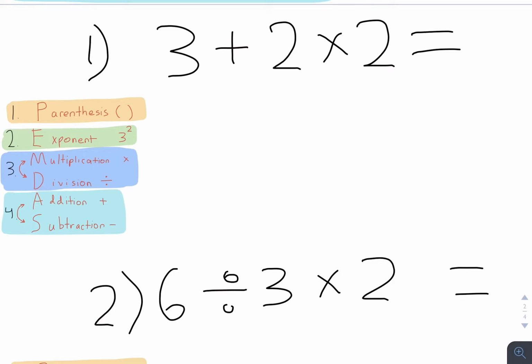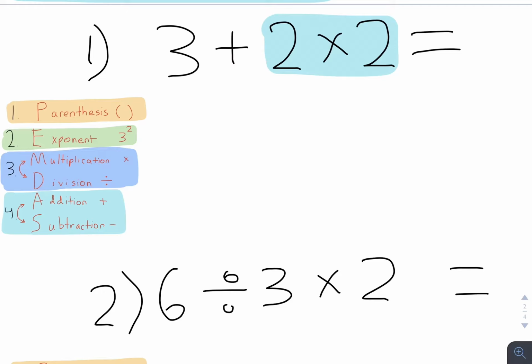The second thing is exponents. As you can see, there are no exponents in number 1, so we don't have to worry about that either. Now the third thing is multiplication and division. As you can see above, there is a multiplication in this expression, specifically 2 times 2. This means we have to solve 2 times 2 first before we can do anything else.